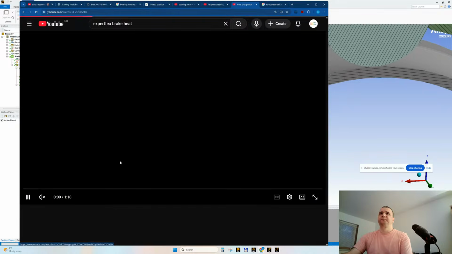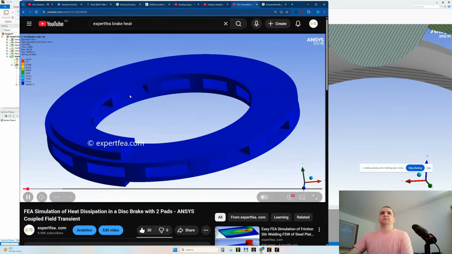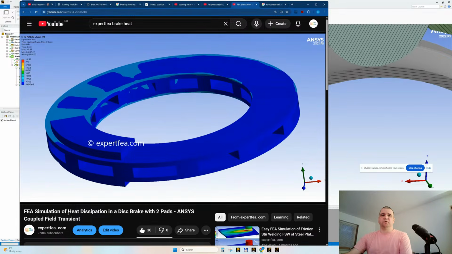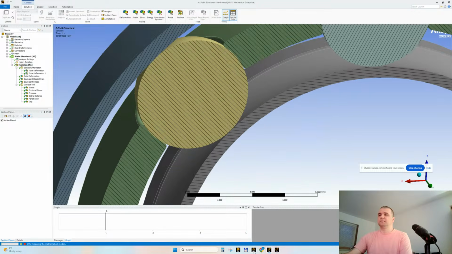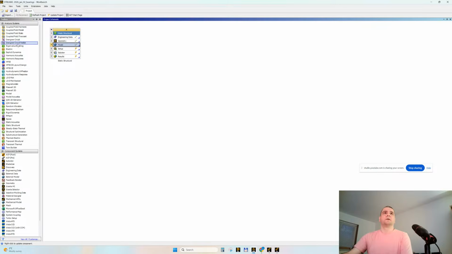So look here. A very easy way to simulate heat dissipation is using coupled field, transient or static. There are many coupled field simulations. Let's go here, maybe we can see them. Look here: coupled field harmonic, static, transient.